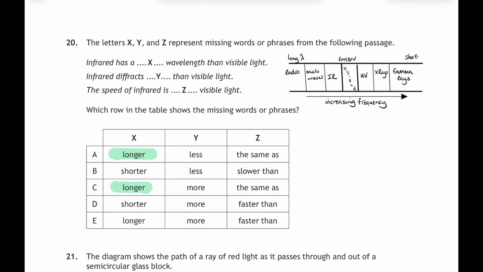So there's 3 possibilities there. Now what about Y? Infrared diffracts. Now is it more or less than visible light? Well, infrared's got a longer wavelength than visible light, and long waves diffract more. So Y is going to be more. And then for Z, the speed of infrared is it the same as, slower than, or faster than visible light? Well, the speed of light is the same for all the sections of the electromagnetic spectrum. And so the only row with them all highlighted is C, that's 20C.